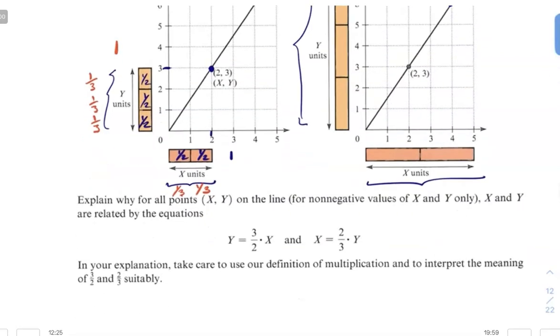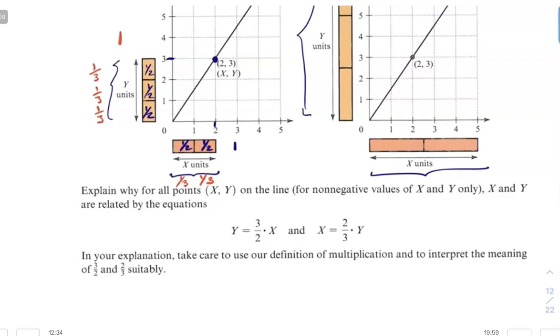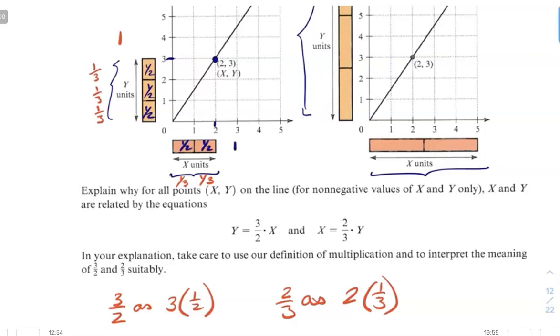So take care to use your definition of multiplication to interpret the meaning of 3/2 and 2/3 suitably. Okay, so we are looking at 3/2 as 3 times 1/2, so 3 groups of 1/2. And we're looking at 2/3 as 2 groups of 1/3. And for those of you that took Math 112 with me, you would have seen this before, where we interpret a fraction like 3/2 as a product of 3 and 1/2. The 1/2 tells you how big those fractions are, and the 3 tells you how many you have.